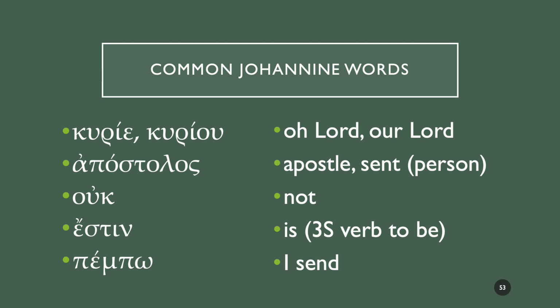Some of the other very common words that we've seen here is kurie or kuriou, meaning O Lord or our Lord in the genitive. Apostolos, an apostle, one who is sent or sent away from, apo and stolos. Ouk is an adversative, a negative meaning not. Estin means is, third person singular verb to be. And pempo, I send.